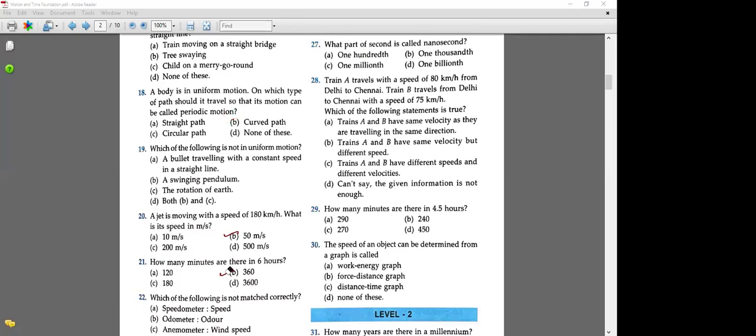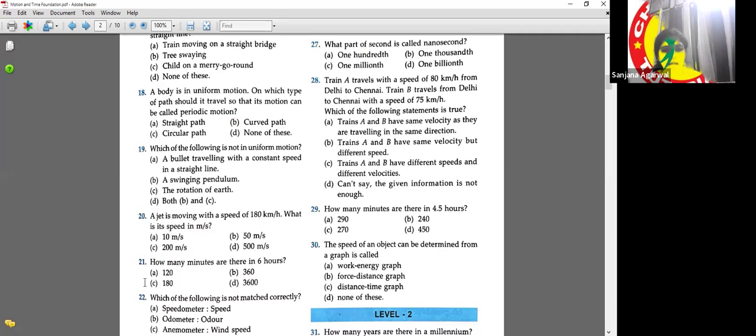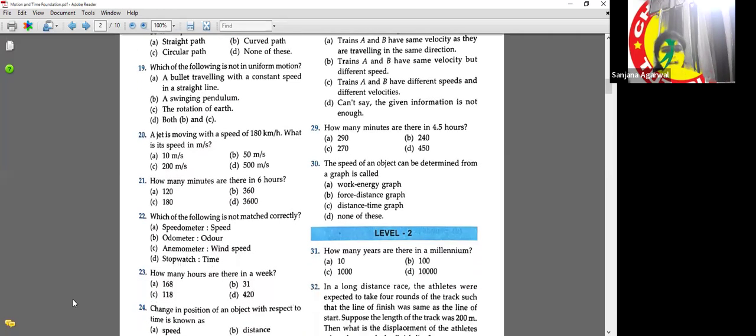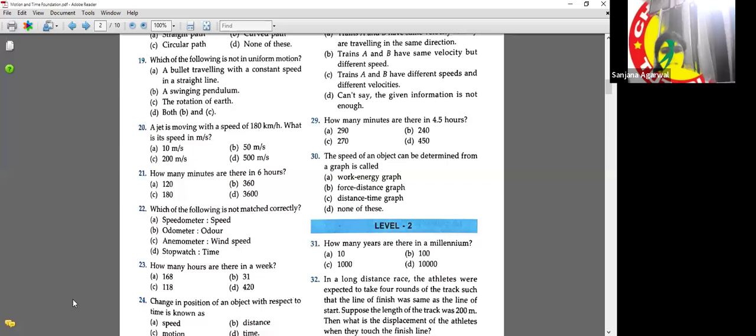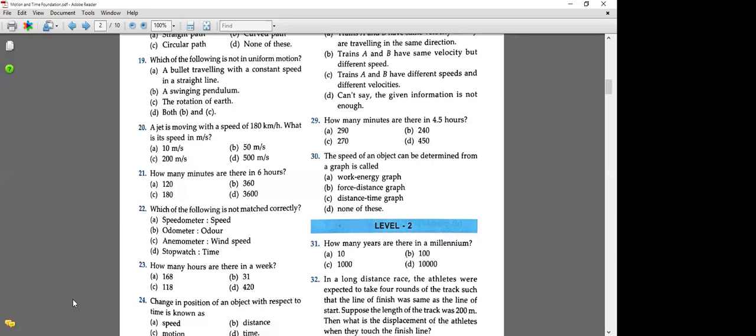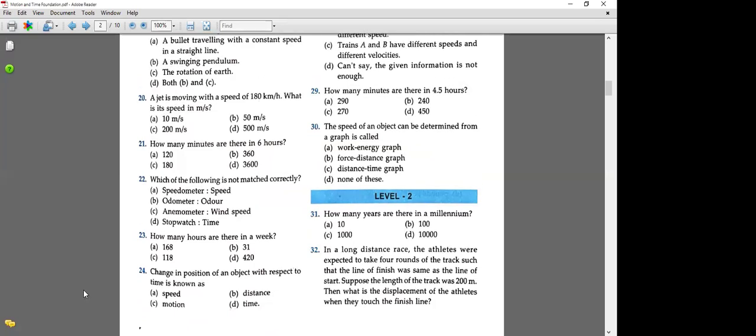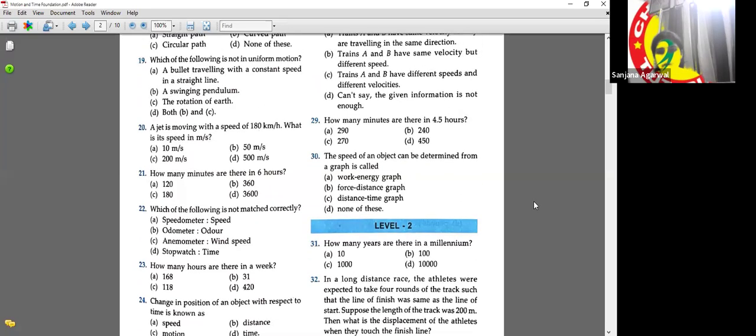Ma'am, 22 also B. Which of the following is not matched properly? Odometer, odor. 23. How many hours are there in a week? Ma'am, is it A? Ma'am, A. 24 into 7. Ma'am, C. Simple. See, at least we can finish till 30th.